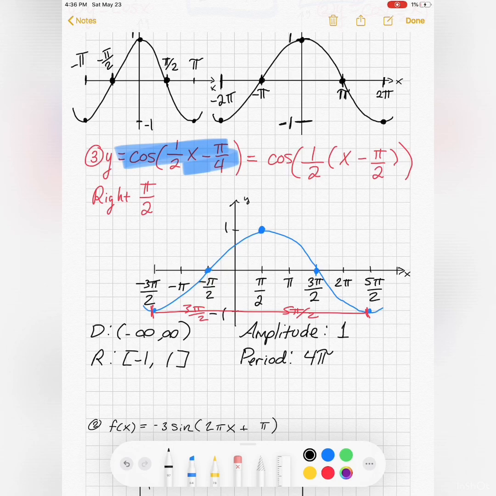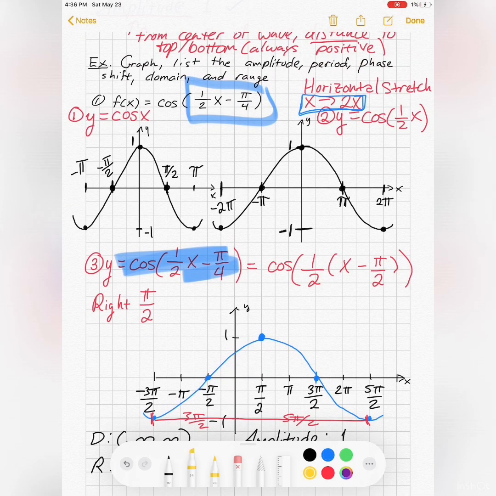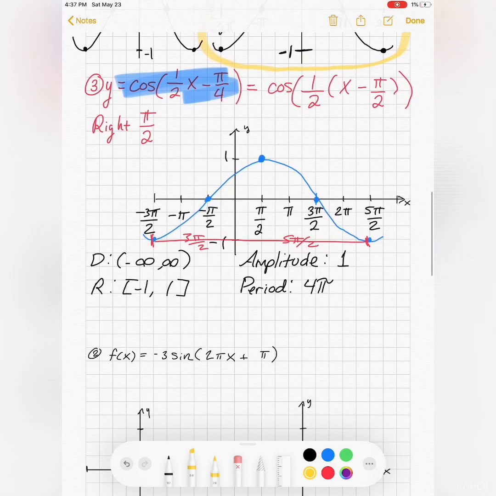That's kind of interesting, but it makes sense because you see how in this step I affected the x. I stretched the x's by 2. The period is a horizontal measure, so what I did is take the period of 2 pi and multiply it by 2. So it's now 4 pi. Just clean this up.